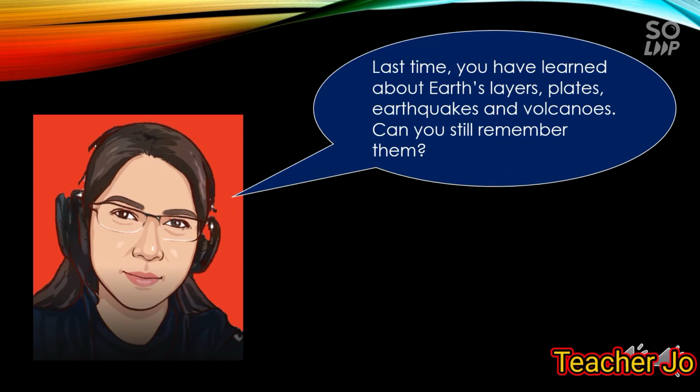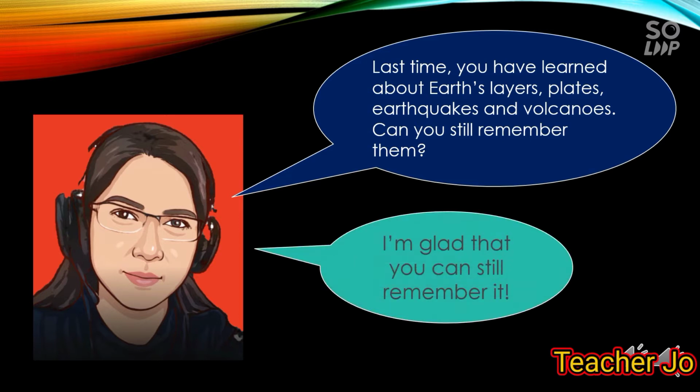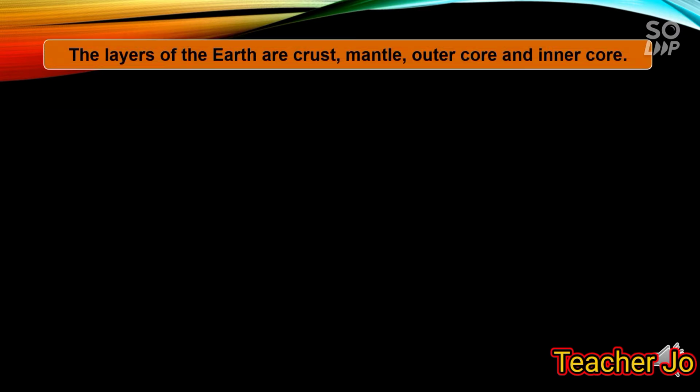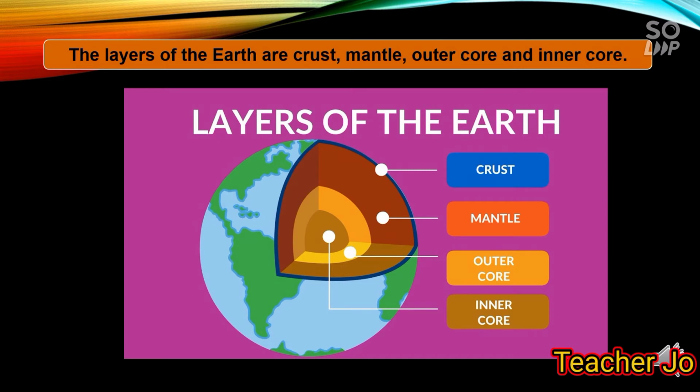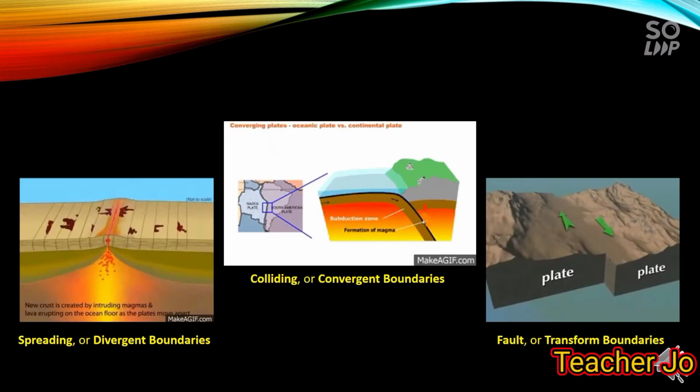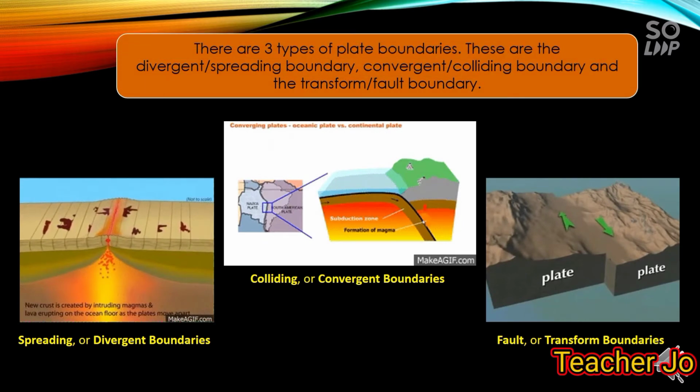Last time, you have learned about Earth's layers, plates, earthquakes, and volcanoes. Can you still remember them? I'm glad that you can still remember it. The layers of the Earth are crust, mantle, outer core, and inner core. Types of plate boundaries that you have learned: these are the divergent or spreading boundary, convergent or colliding boundary, and the transform or fault boundary.